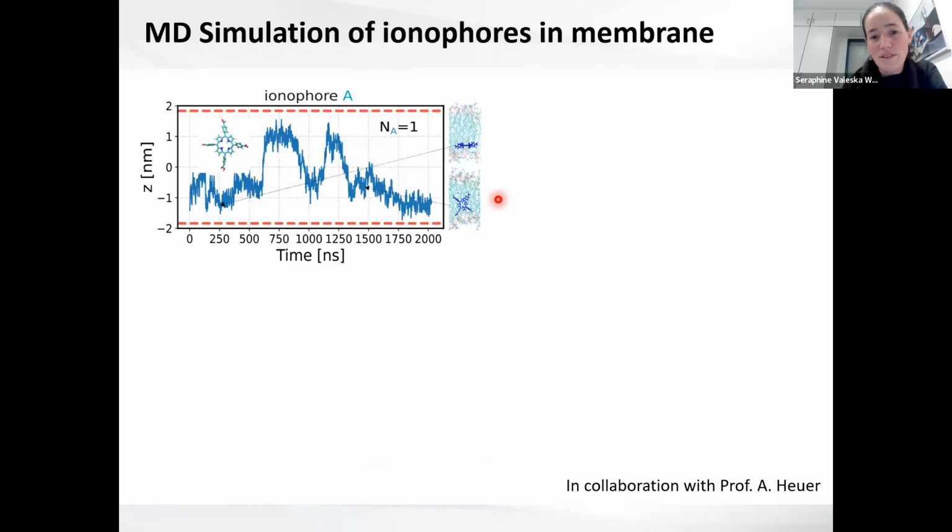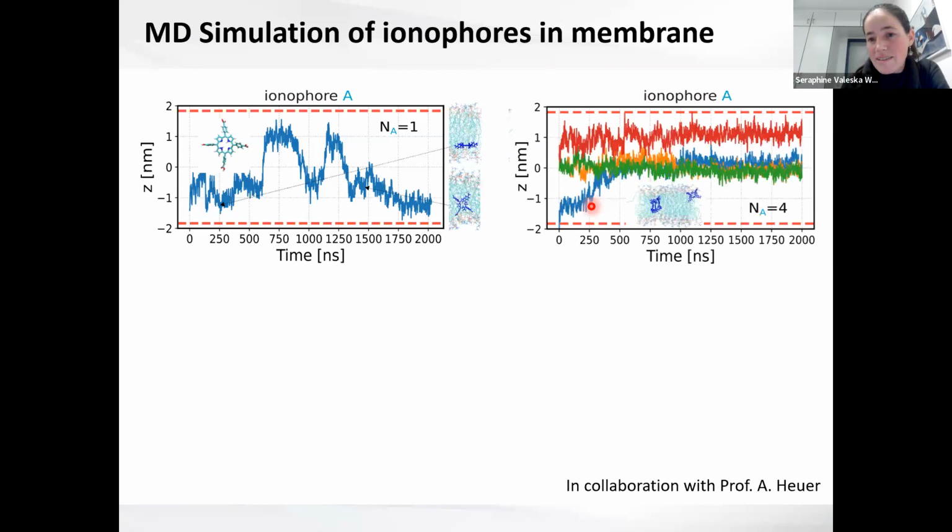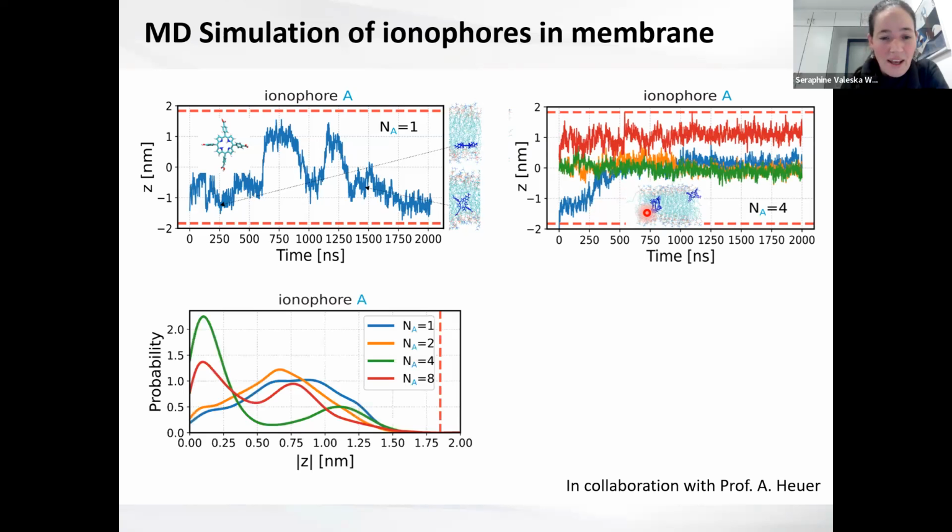And we have also looked into the background of this, and it seems to do with how these ionophores move within the membrane. So here, through MD simulations in collaboration with my colleague Andreas Heuer, we could see that the ionophore flips between the 2 leaflets when it's alone in the membrane. But if we add more and more ionophores, they seem to cluster within the membrane, and this decreases the mobility of the ionophores and thereby their ability to transport metal ions.